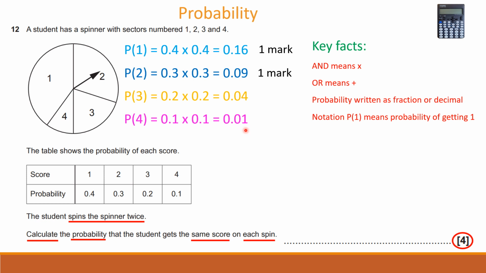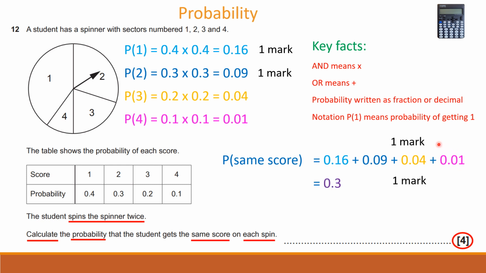From here, I've got to work out the probability of getting a 1 on both spinners, or the probability of getting a 2 on both spinners, or the probability of getting a 3 on both spinners, or the probability of getting a 4 on both spinners. This word here means add. So the word or means we're adding. So the probability of getting the same score is 0.16 plus 0.09 plus 0.04 plus 0.01 for your third mark. So the answers we've just worked out here, we're just adding these values together for your third mark.